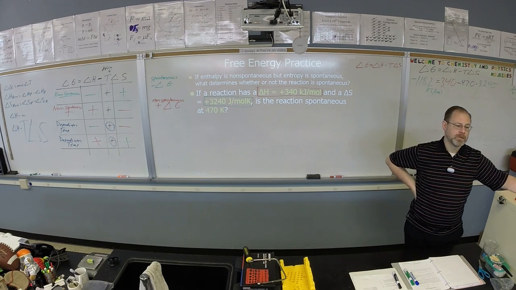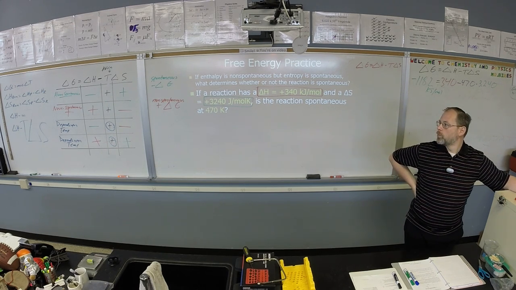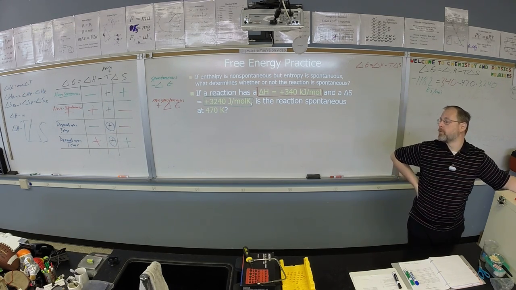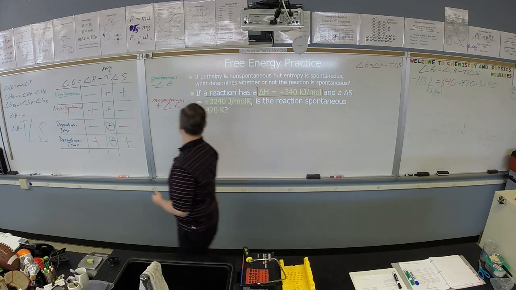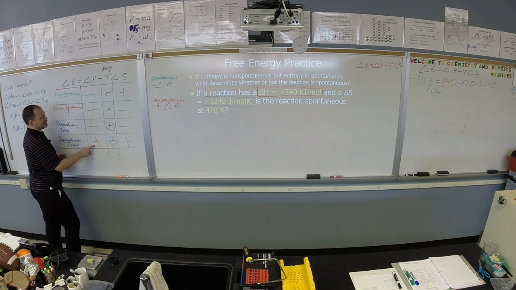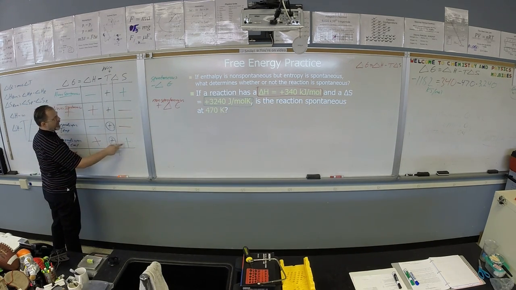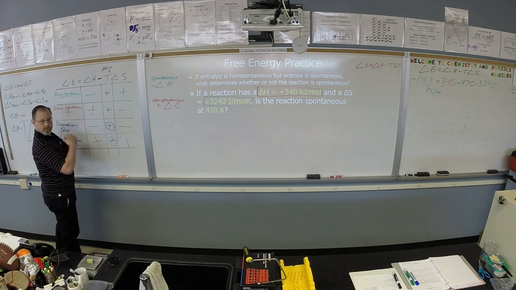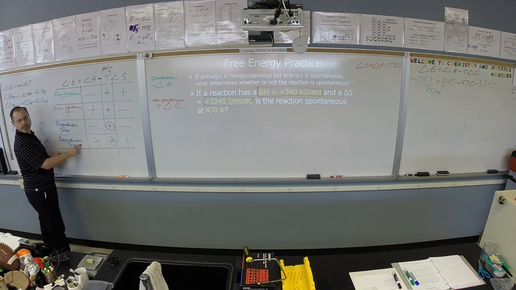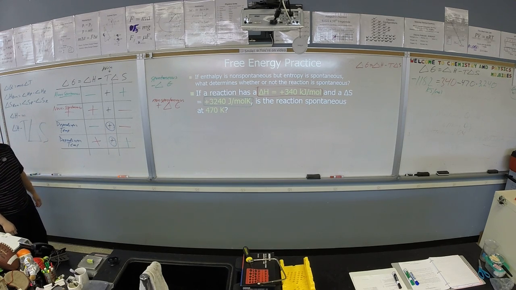You mean the table? It wouldn't hurt, but that's ultimately what we're talking about. We have a delta H that is positive and a delta S that is positive. So the two fight, and temperature determines which one wins. We did use the equation. We plugged the numbers into the equation.